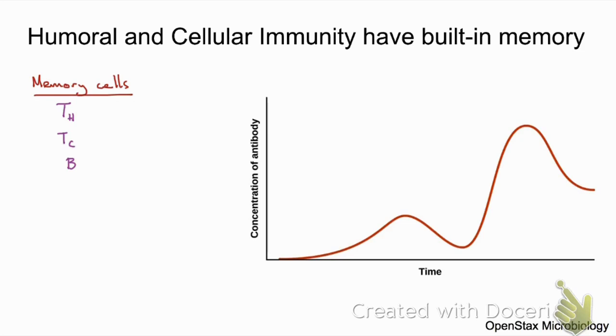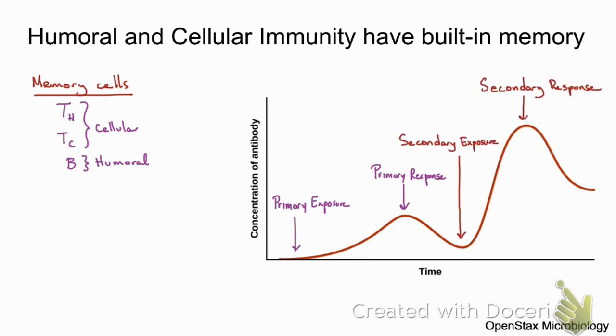Note here again that the T helper cells and the TC cells make up our cellular immunity, whereas the B cells make up our humoral immunity. Particularly, the role of those B cells is to secrete antibody. If we look at the graph on the right-hand side, we're looking at the concentration of antibody over time. Upon the primary exposure, or the first exposure to some pathogen or epitope, there is a smaller production of antibody than we see during a secondary exposure or secondary response.